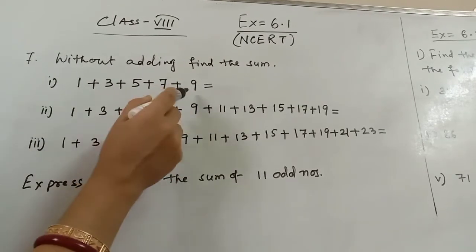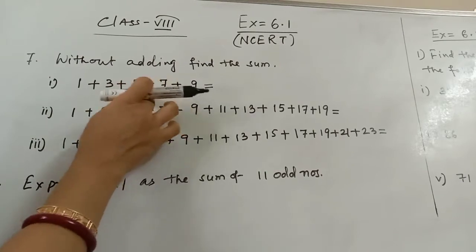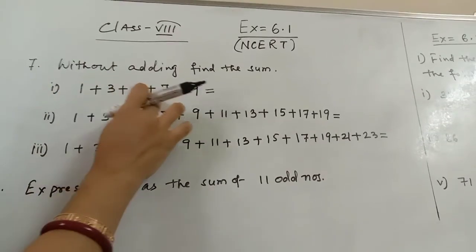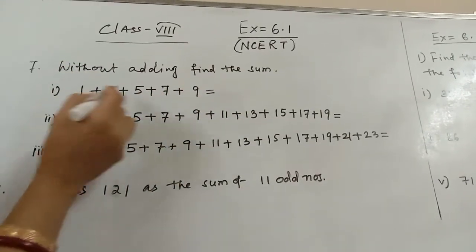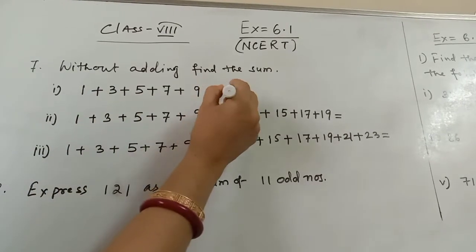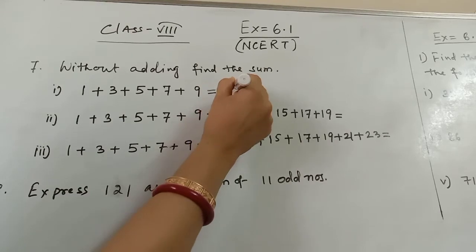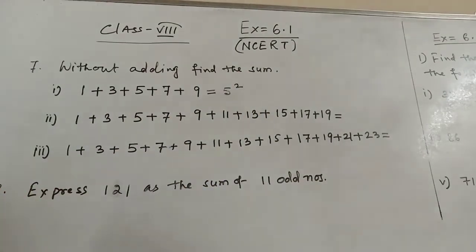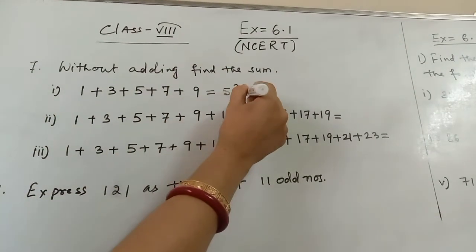So without adding, how can you find the sum? How many odd numbers are there? Just count: 1, 2, 3, 4, 5. So without adding, you can write that it is 5 square, or 25.